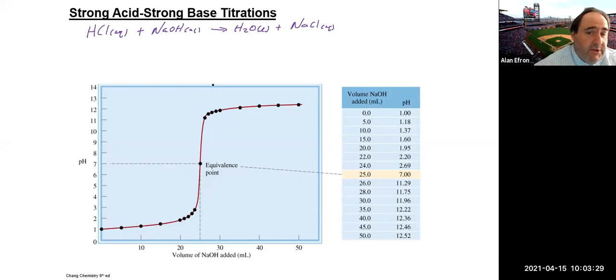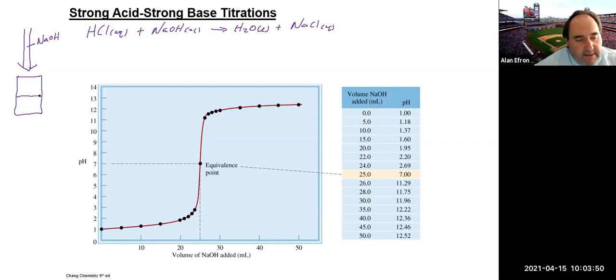Just to make sure everybody's on the same page in terms of the setup, up in the burette in this titration is the sodium hydroxide. Down in the beaker or the flask, or whatever you may be using, is our HCl. So we're adding our sodium hydroxide to our HCl. We obviously have an indicator there as well.